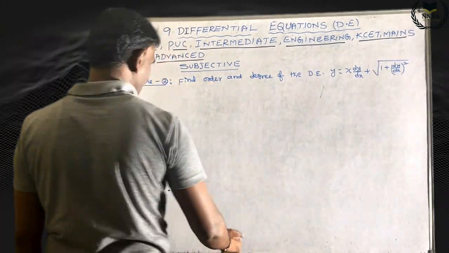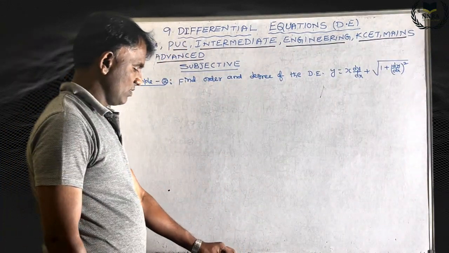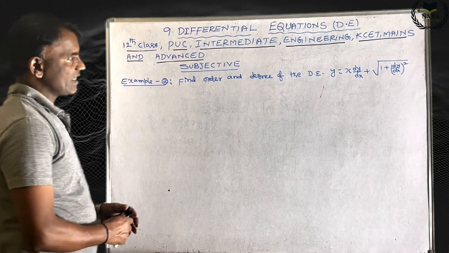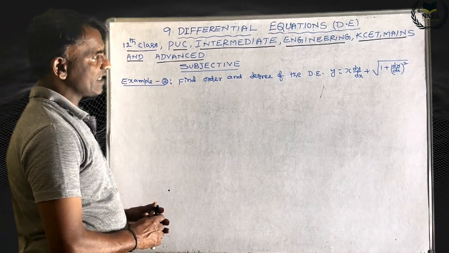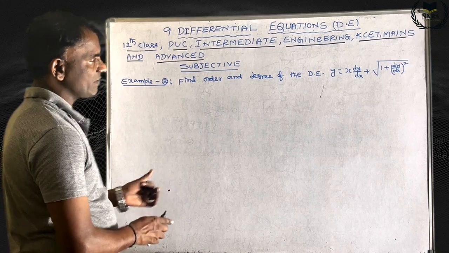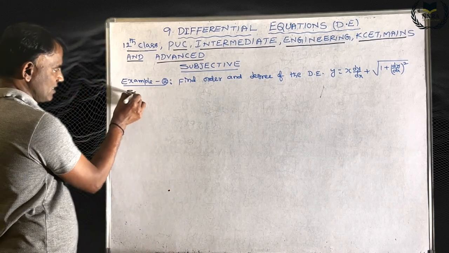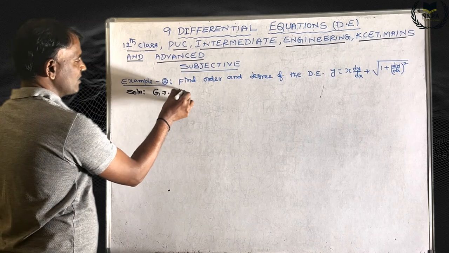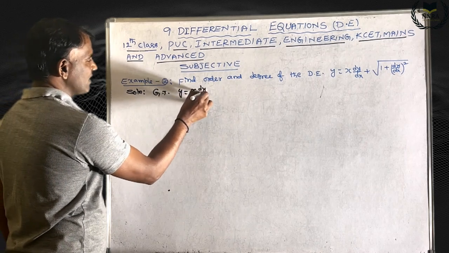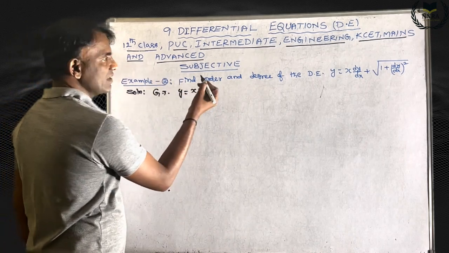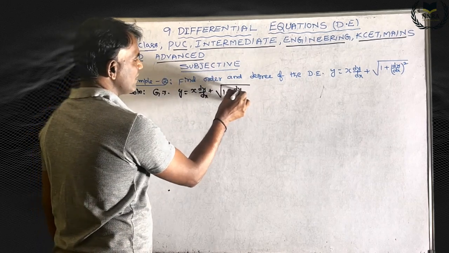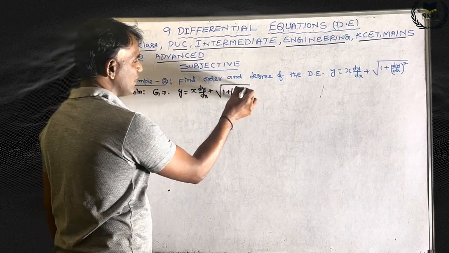The second example. Find the order and degree of the differential equation y equal to x dy by dx plus square root of 1 plus dy by dx whole square. So what is the given equation? y equal to x dy by dx, then square root of 1 plus dy by dx whole power 2.